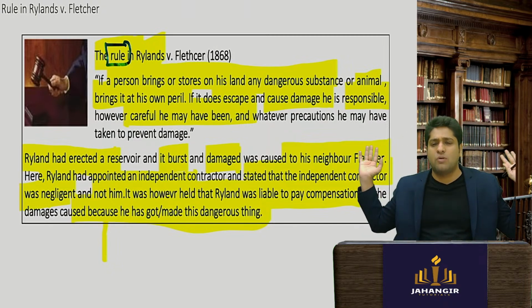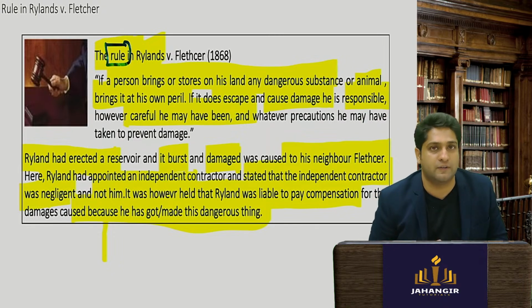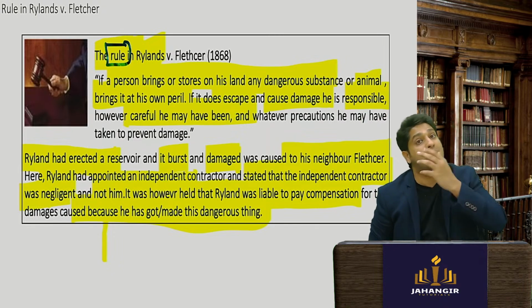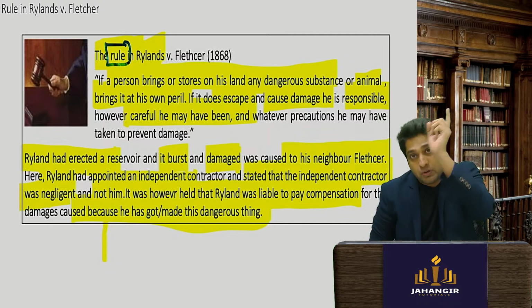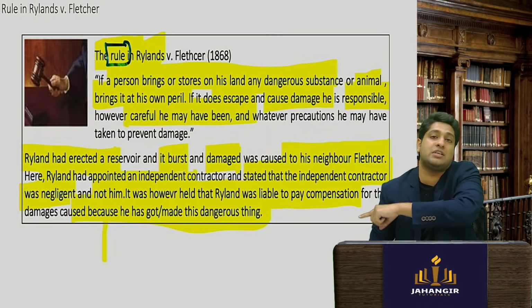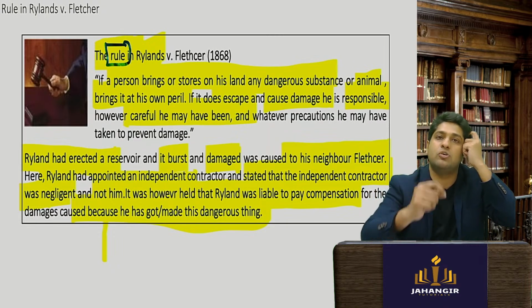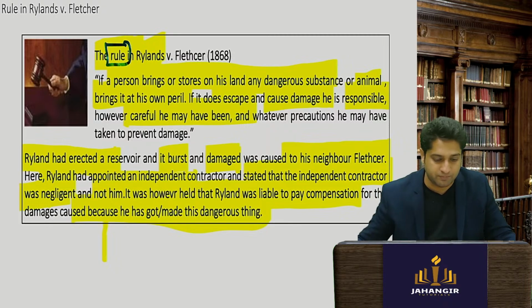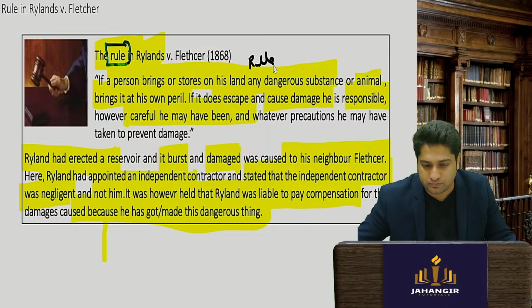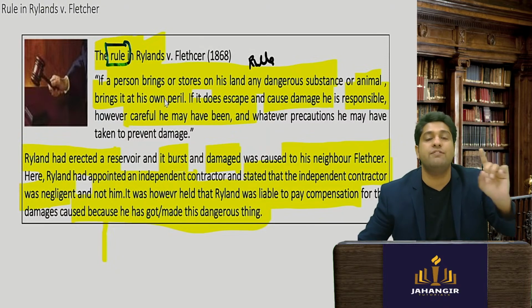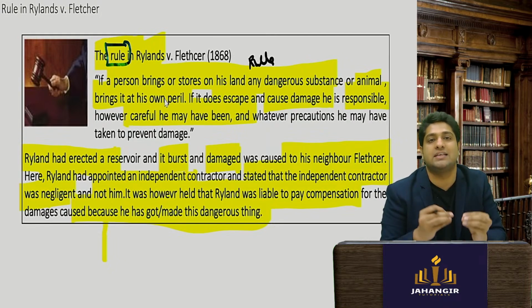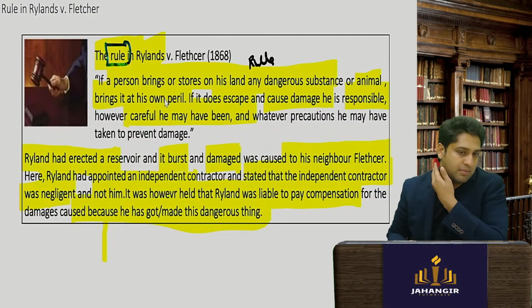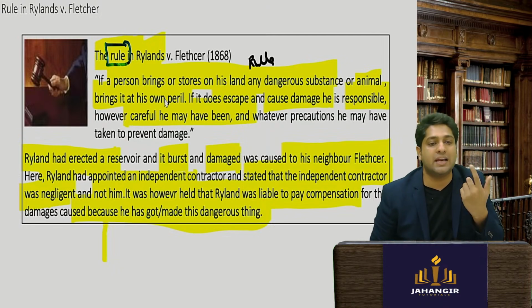Rylands says, I will not be liable, catch the independent contractor. They said, no. Rylands, you made the reservoir, you appointed the independent contractor, and because of that there is a loss to Fletcher. You have to pay. So Rylands was made to pay for Fletcher's property. So what does the rule say? The rule says that if any person gets any dangerous substance, thing or animal and that escapes, then he shall be held liable. Finish.